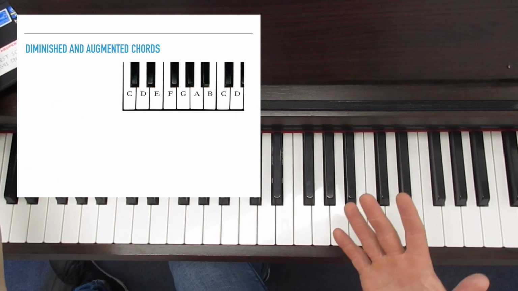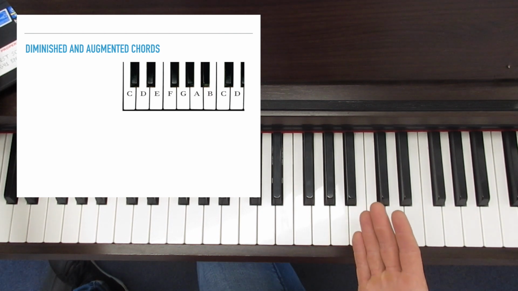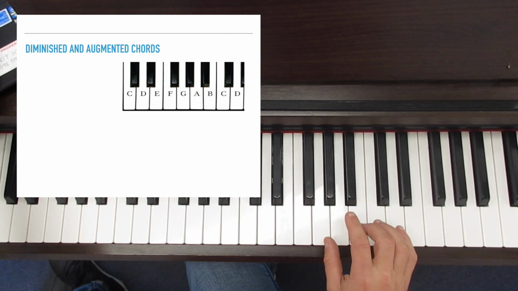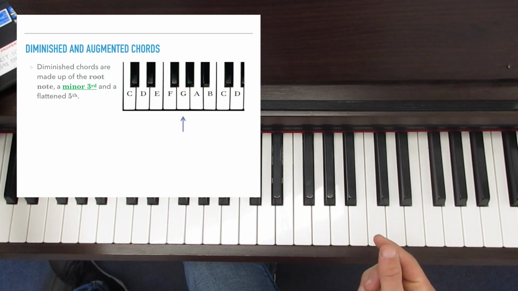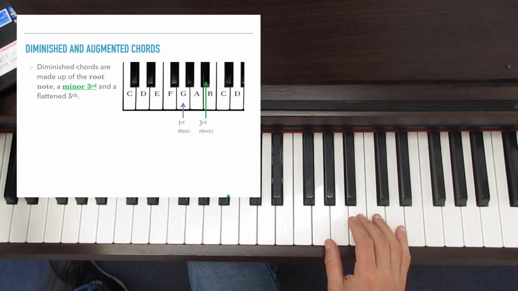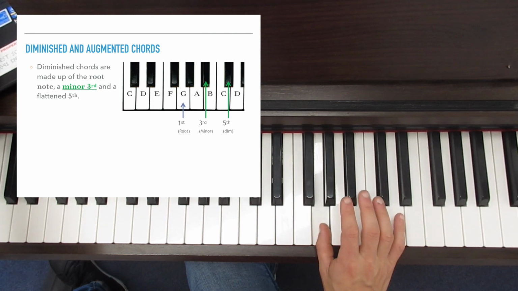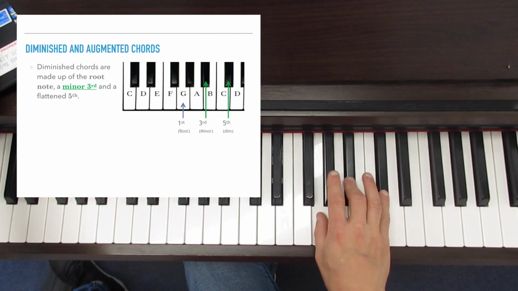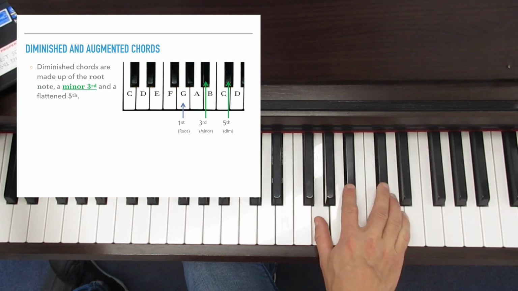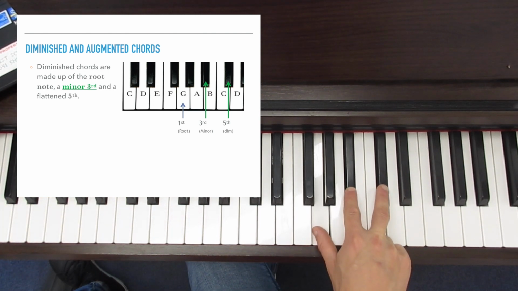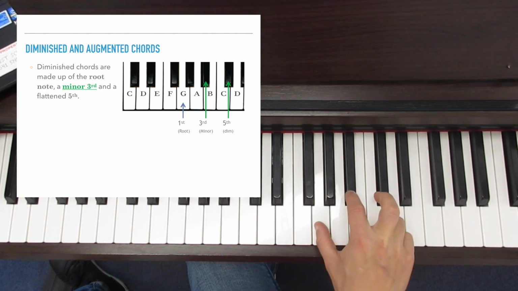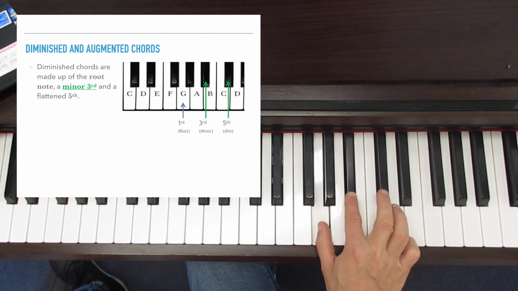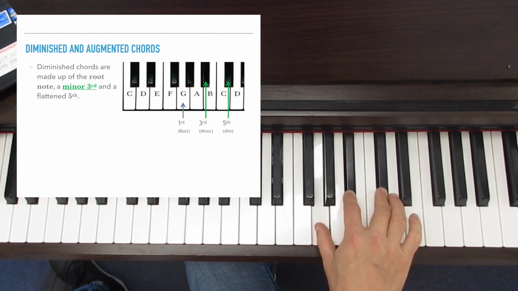So then there are 2 other kinds of triads that I want to talk about. The first is diminished. Diminished chords are made up of a root note, the minor 3rd, and rather than a 5th, we've got a flattened 5th. The 5th is lowered a semitone. So what we get here then is 2 stacked minor 3rds. We've got a minor 3rd here, and then another minor 3rd. So that makes a diminished chord.